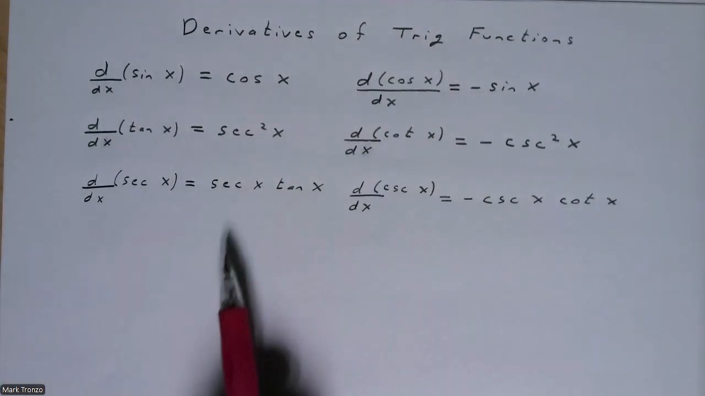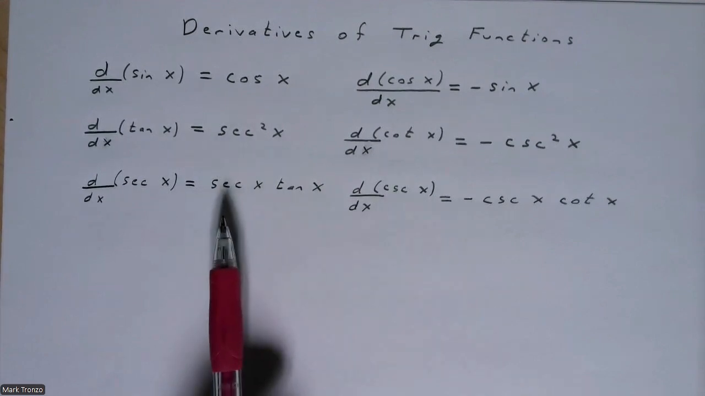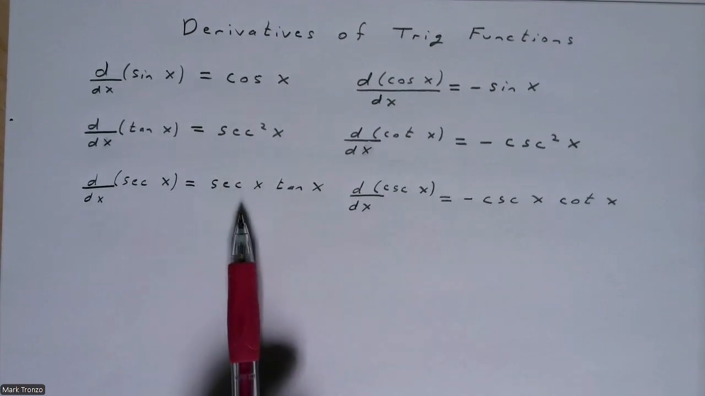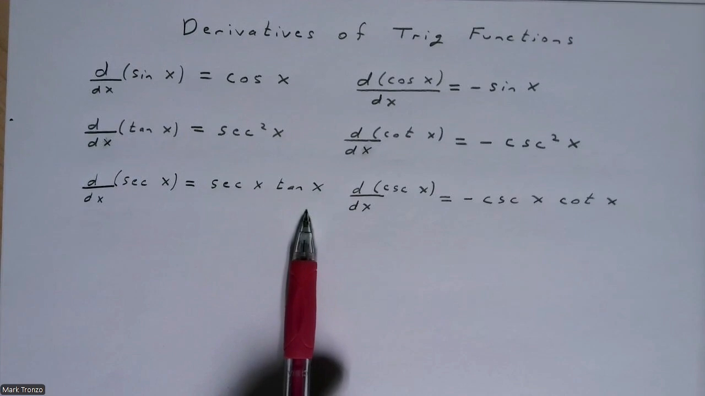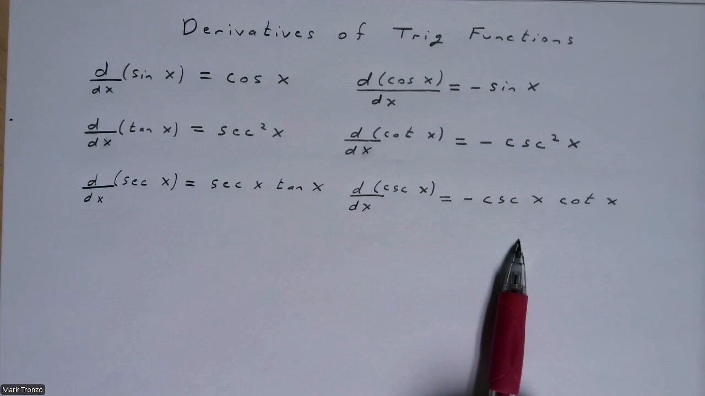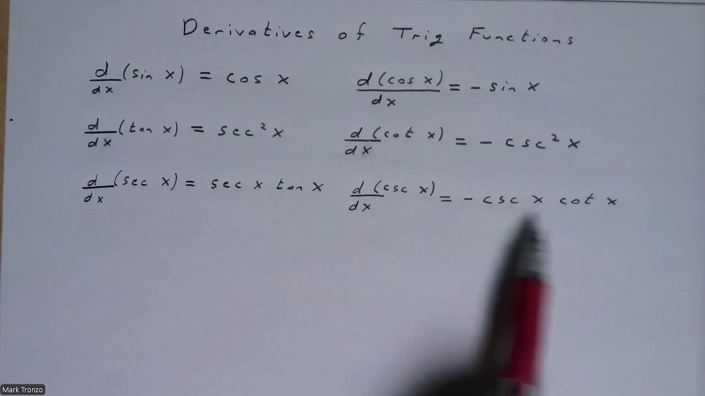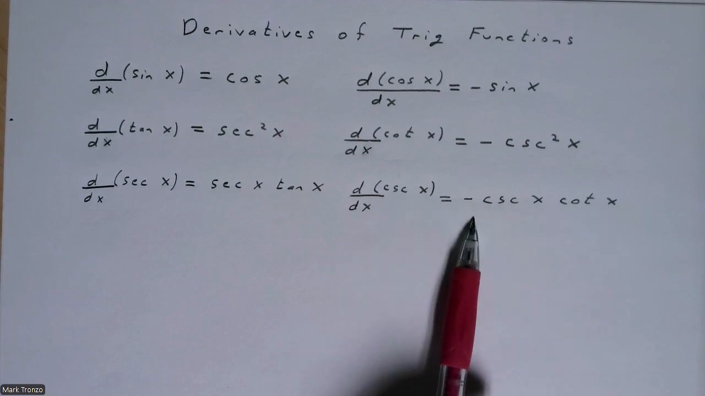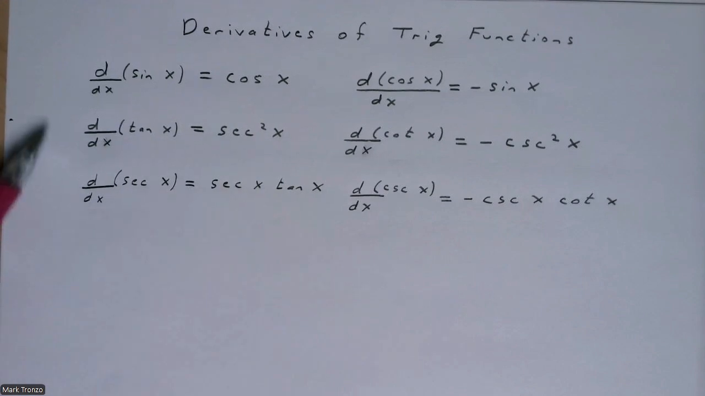So once again, these two as well are pretty easy to remember. If you remember this one, derivative of the secant is secant times tangent. Then this is kind of related: derivative of the cosecant is cosecant times cotangent with a negative in front. So if you see a little bit of the pattern, especially of these two, your memorization will be a lot easier.